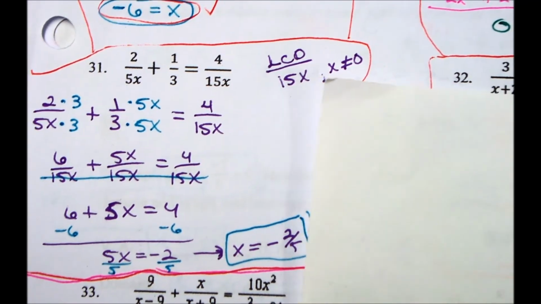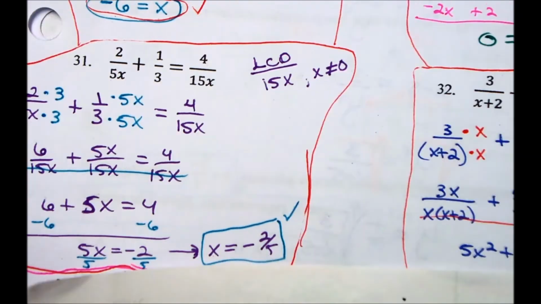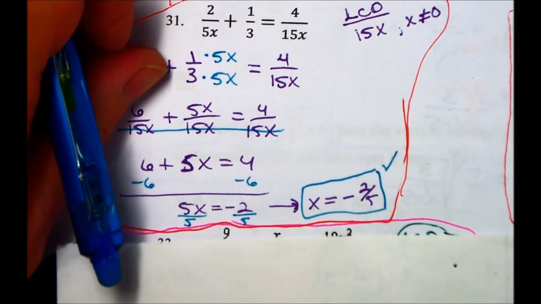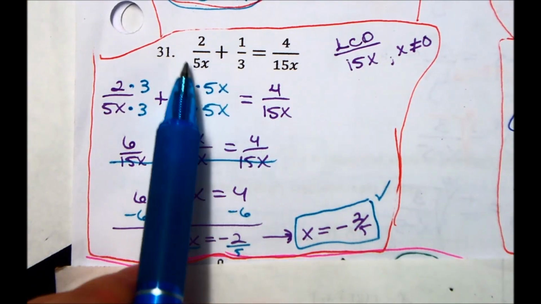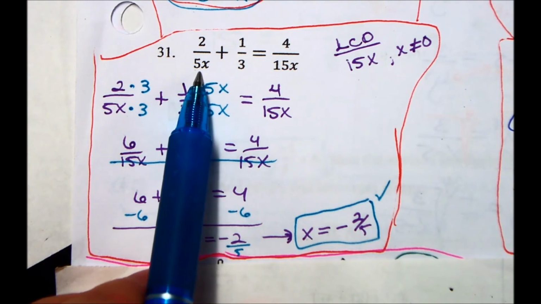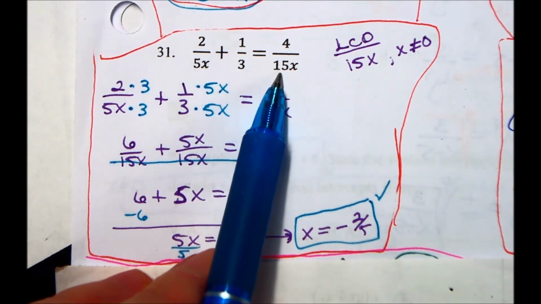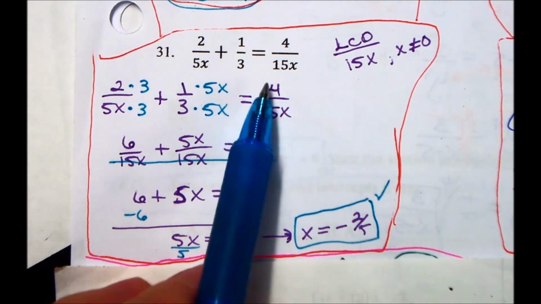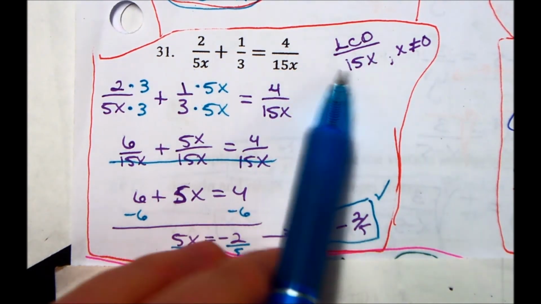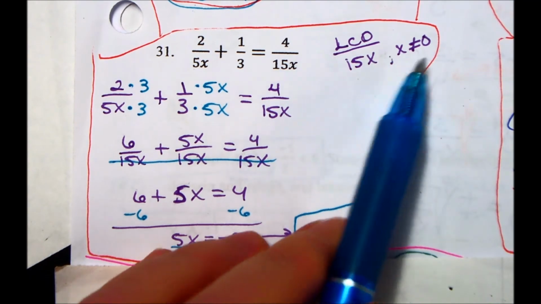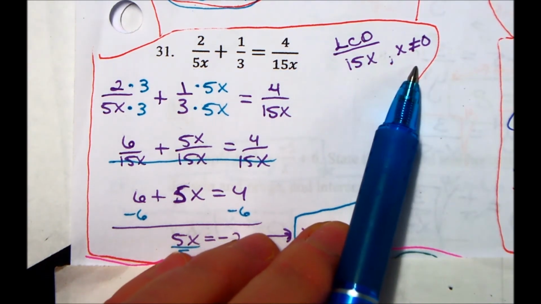All right. The next one now, we're going to use the least common denominator to help us solve this. So 5 and x has a factor of 5 and x. 3 has a factor of 3, but 15 has a factor of 3, 5, and x. So your least common denominator would just be 15x. And the only thing that x cannot equal is 0.